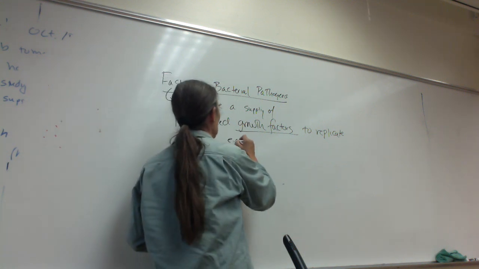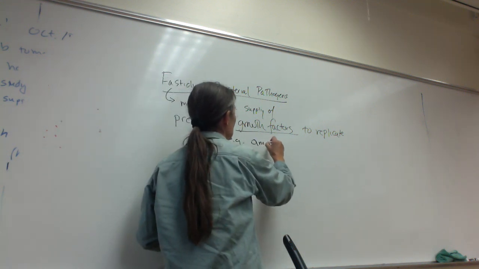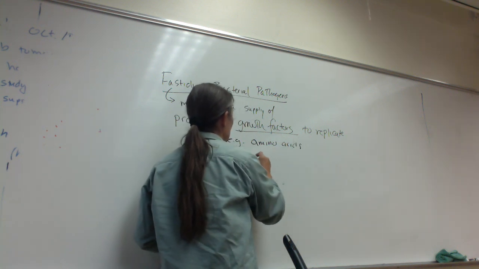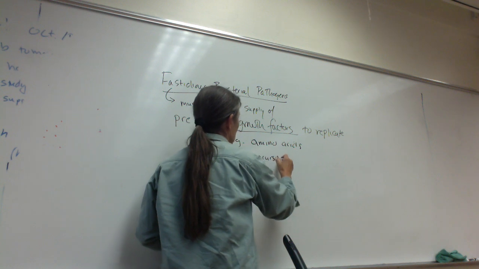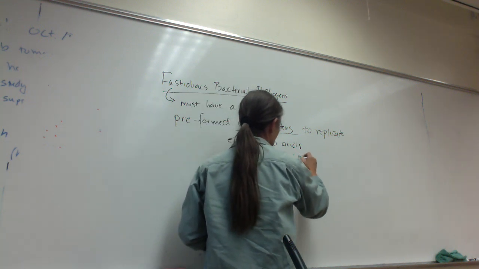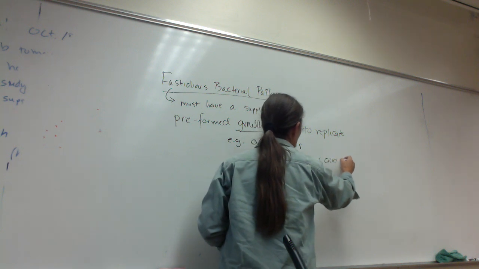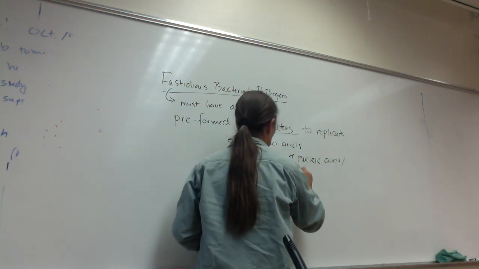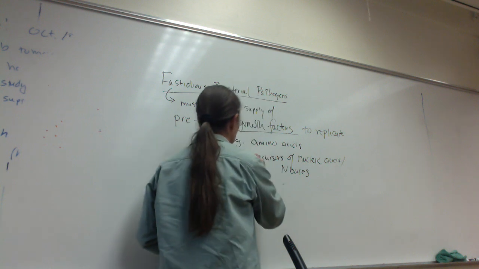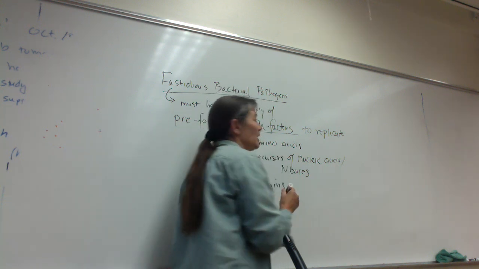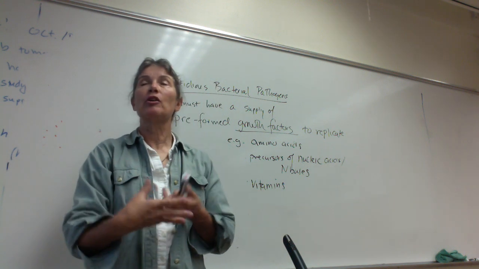So for example, preformed amino acids, preformed precursors of nucleic acids, so for example, the nitrogenous bases. And vitamins. So vitamins, remember, folks, one role of vitamins is they're crucial in making coenzymes.